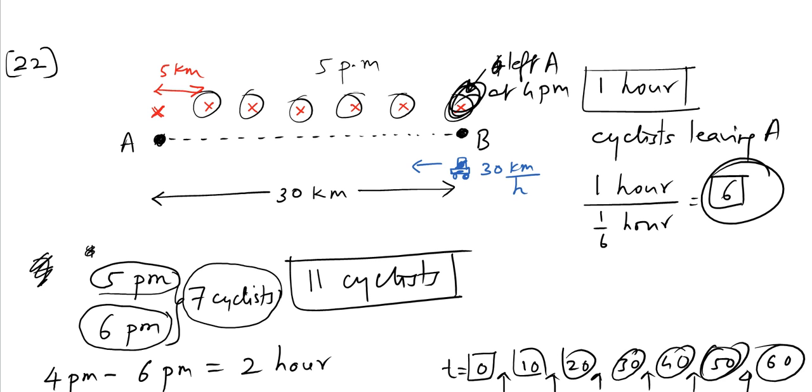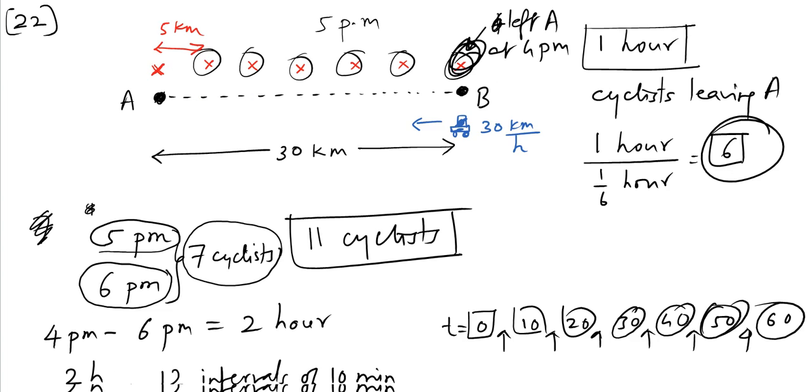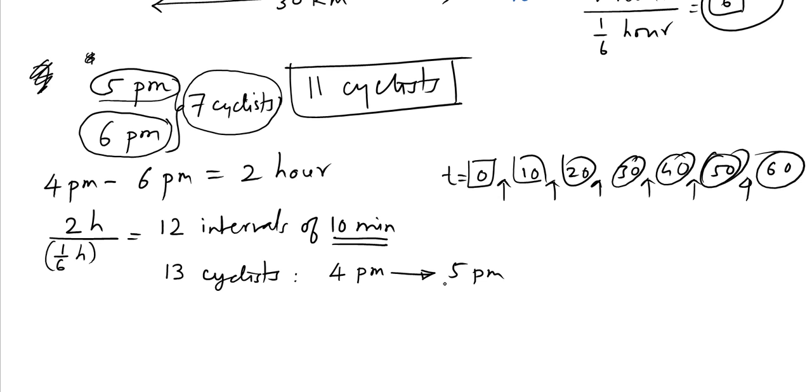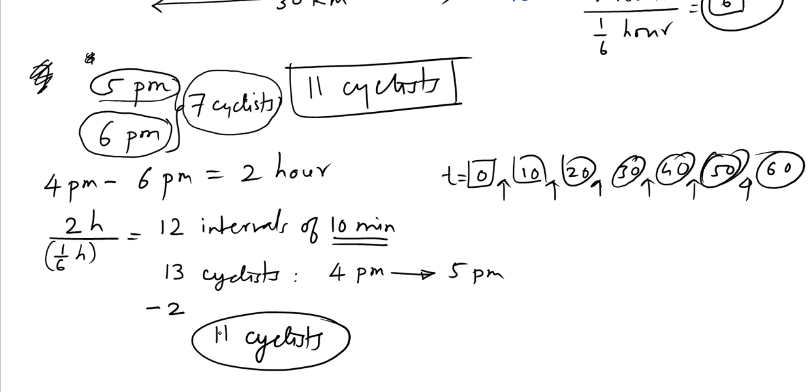And similarly, when the motor car reaches town A, the time is going to be 6 p.m., and we know that at 6 p.m. there is going to be another cyclist who leaves A for B. So that cyclist also we have to not count. So I must subtract the first and the last cyclist. So my answer is going to be 11 cyclists are met on the journey, on the way, by the motor car.